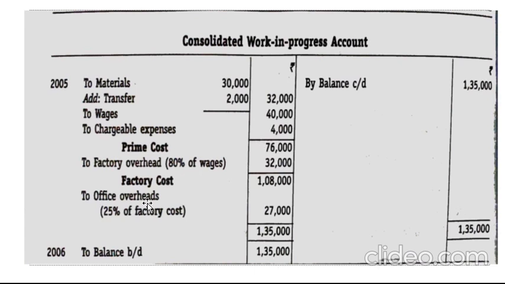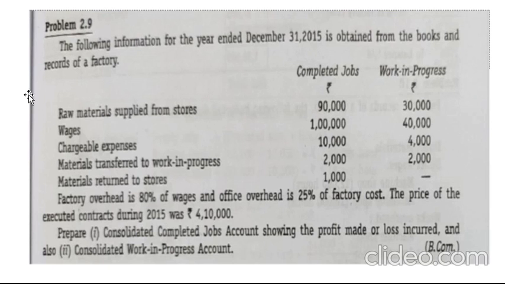So after your office overhead, you get 27,000. When you add your total 1,08,000 plus 27,000, you will get 1,35,000. As it is a work in progress account, it will be carried forward. So the balance will be carried down as a balance carried down of 1,35,000. This closing balance will be the opening balance for next year.